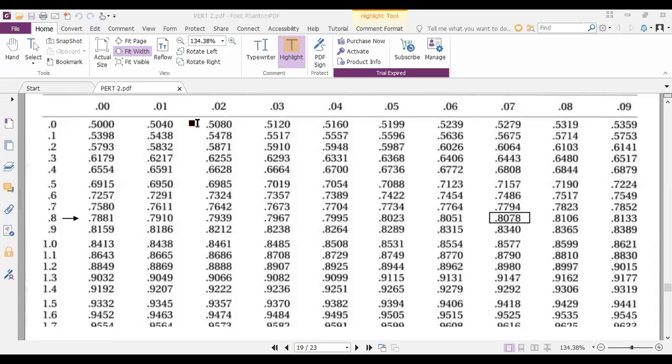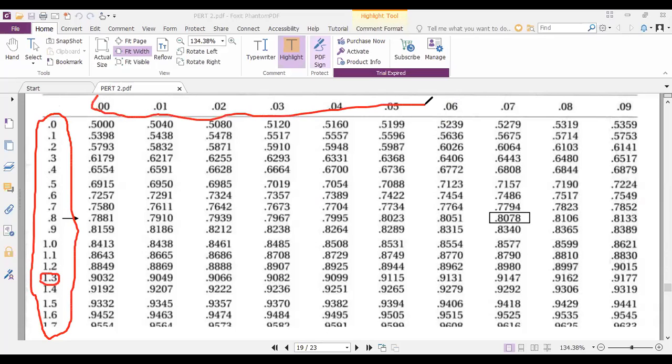In this table, if we look at the left-hand side, all the big numbers, the 0-point numbers, are there. Out of that I have to select 1.3, and on the top side the second decimal numbers are there. From that I have to select 0.04. So I select this row of 1.3 and this column of 0.04. At 1.34, this value 0.099 is there.